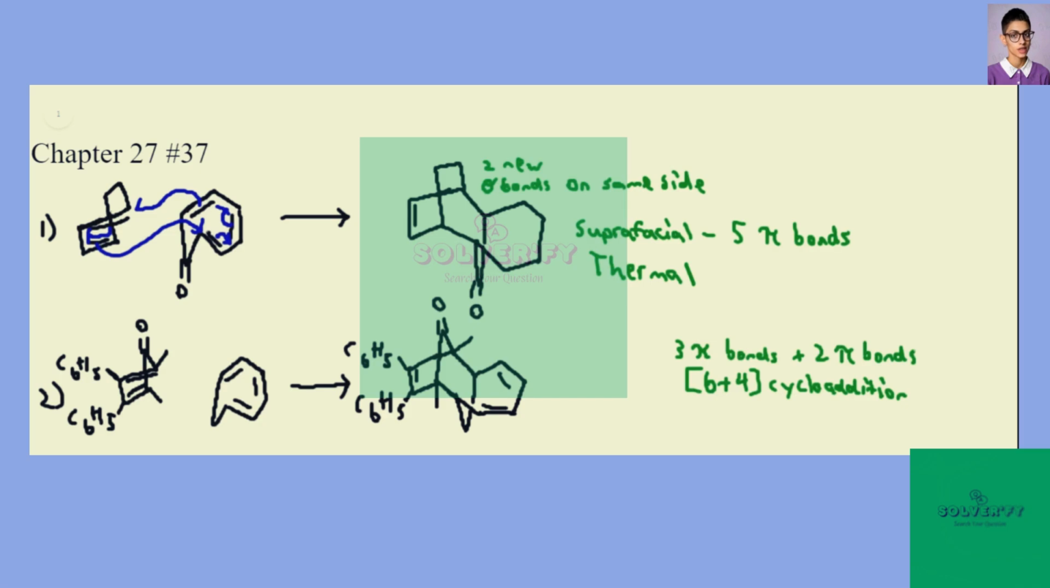So the first answer is that it's going to be a 6+4 cycloaddition. I've drawn the product to reaction 2, which was the second part of this problem. And then once we determine that it is a suprafacial reaction and that there are 5 pi bonds taking part, we know from the tables that this has to be under thermal conditions. Okay, and so that is the answer to chapter 27, problem number 37.